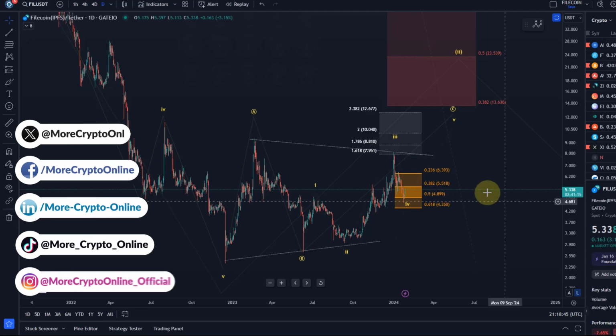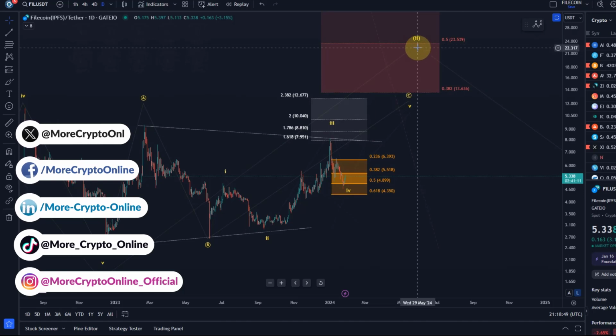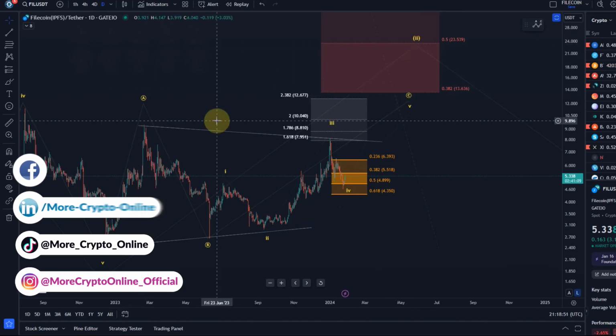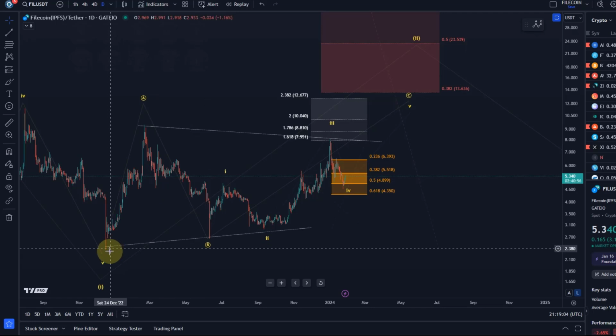Filecoin is in the support area currently. Yeah, we currently see the current rally as a corrective rally only. It can take a different route. I mean, this sideways move that started end of last year with the low that was formed in November at around $2, $2.30, $2.40. That sideways move that started at that point could also turn into a triangle.